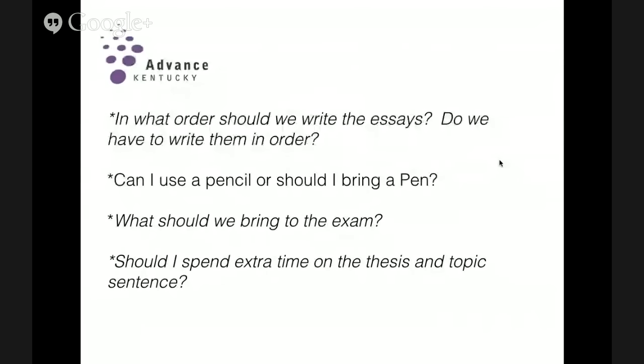So if you know you have an issue with your handwriting, between now and when you take the exam, you might want to practice a little bit. What should we bring to the exam? You should bring a watch or something to keep time. They will not let you use your phone. And you should bring a black pen.